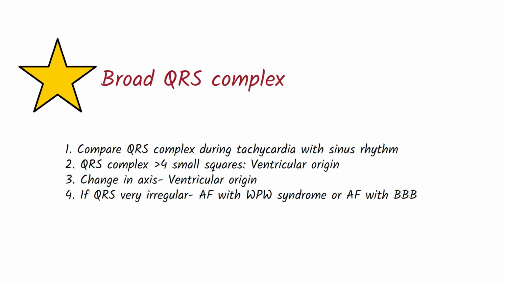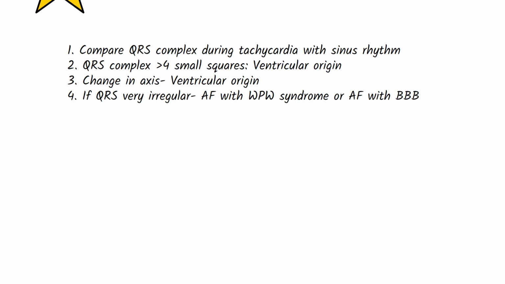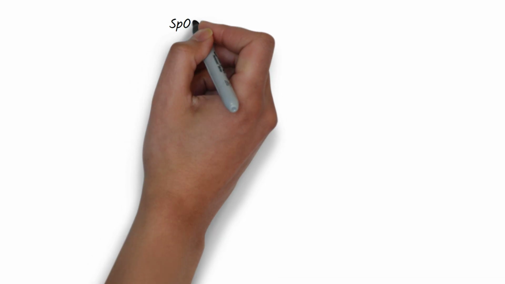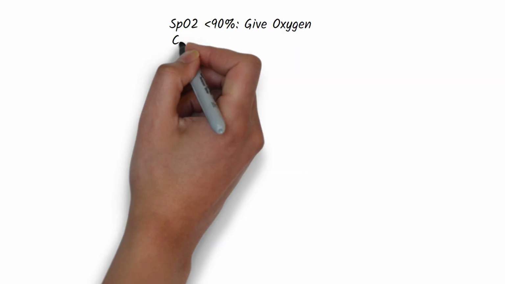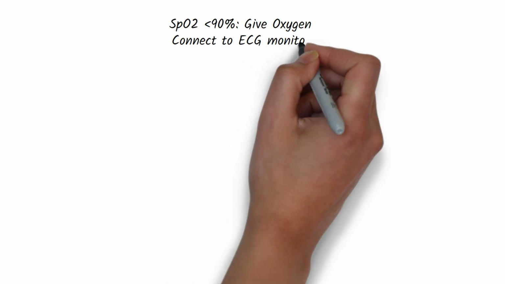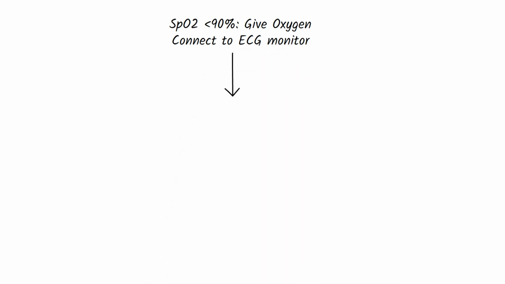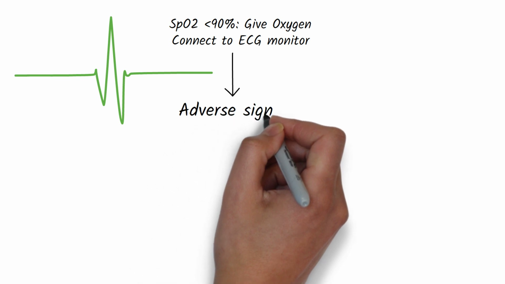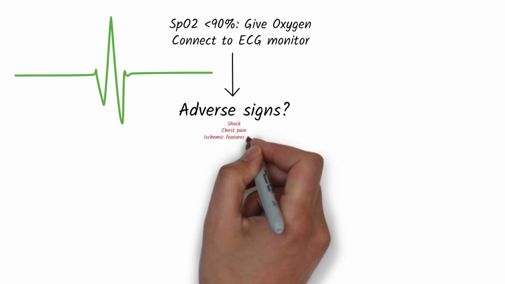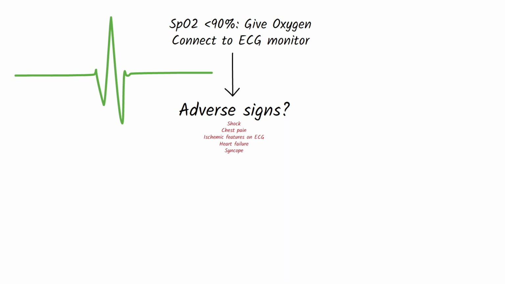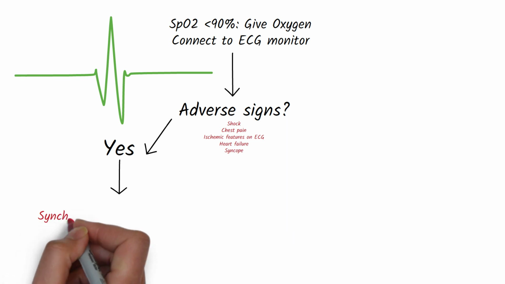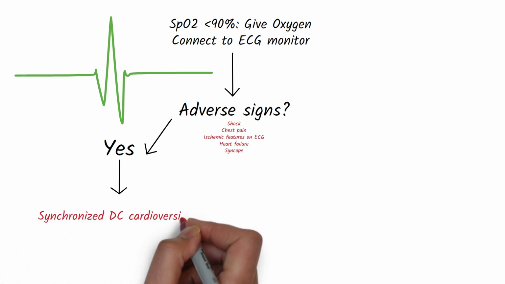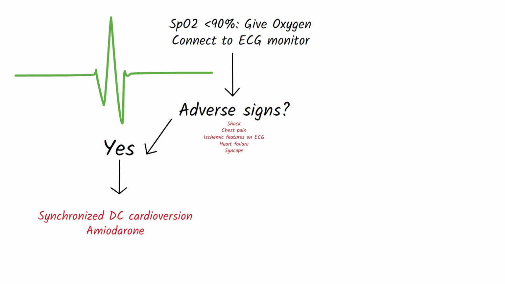Now let's move on to the management of patients with supraventricular tachycardia. Firstly, if the saturation of oxygen in the patient is less than 90%, then you have to give oxygen to this patient. And you also have to connect the patient to an ECG monitor to monitor the patient's ECG throughout. If the patient has adverse signs like shock, chest pain, ischemic features on the ECG, heart failure, or syncope, then you have to immediately do synchronized electrical cardioversion and give amiodarone to fix any electrolyte changes.